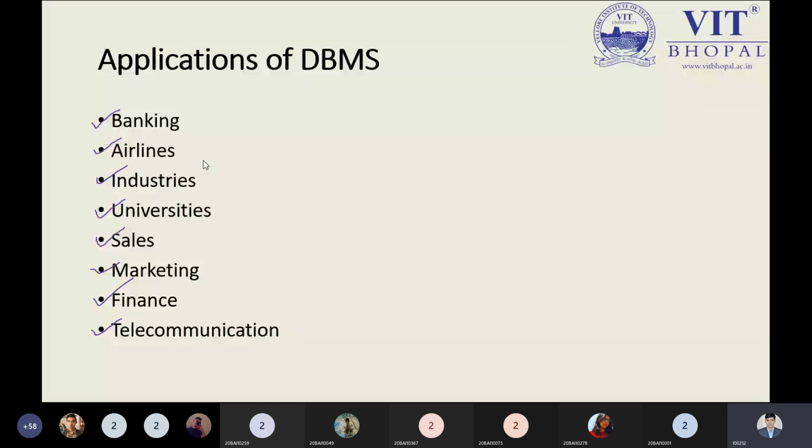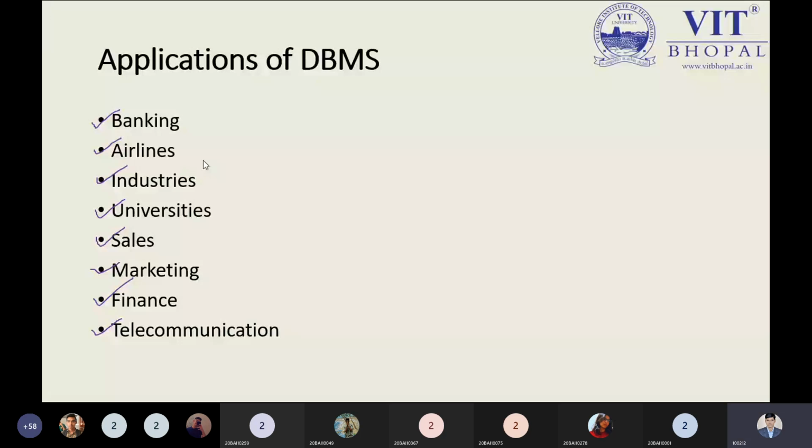From this perspective, I can say the database is used to retrieve data in the future whenever it is required, and we can see all the details of how a person used the data. Also in the selling department, marketing purposes, finance, and telecommunications. All these are applications where we can use a database.